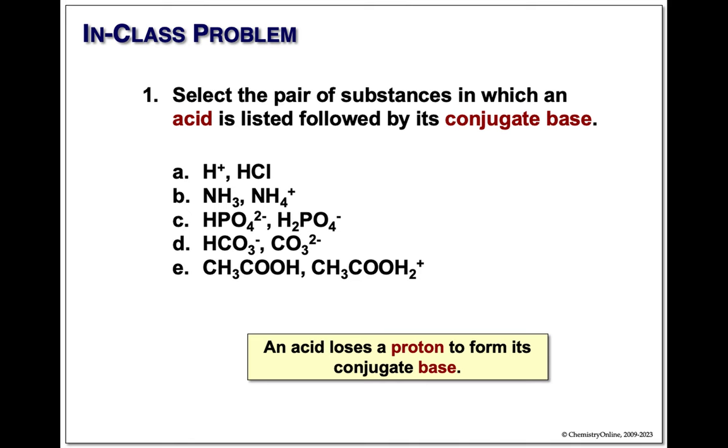If NH3 lost a proton, what would you have? NH2, not ammonium. You have to gain a proton to do that. Hydrogen phosphate, dihydrogen phosphate. That's gaining a proton again, isn't it? Hydrogen carbonate to carbonate. Lose this proton, this is the leftover. That's the answer. Once again, this guy, acetic acid, this is gaining a proton, not losing one.